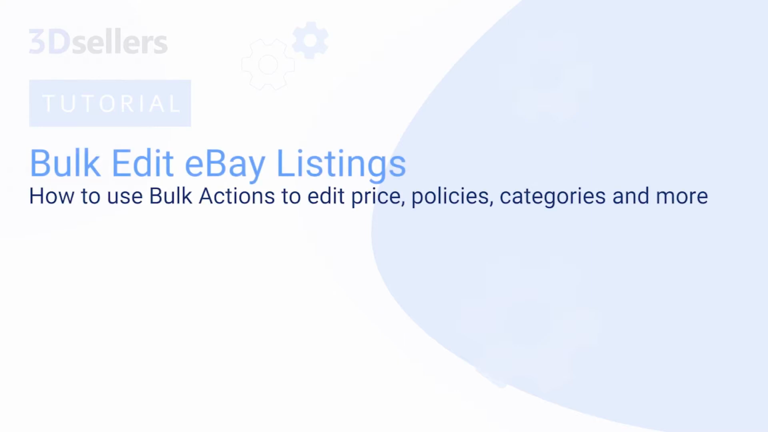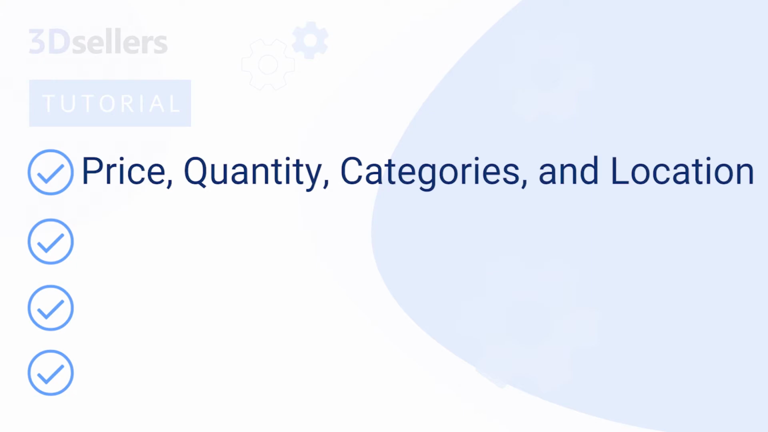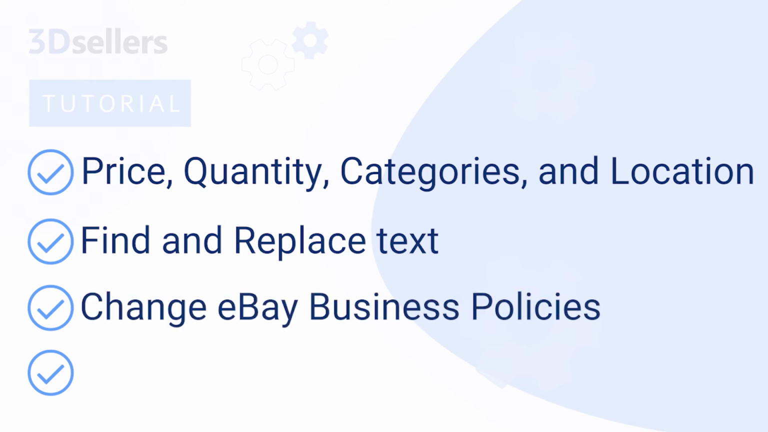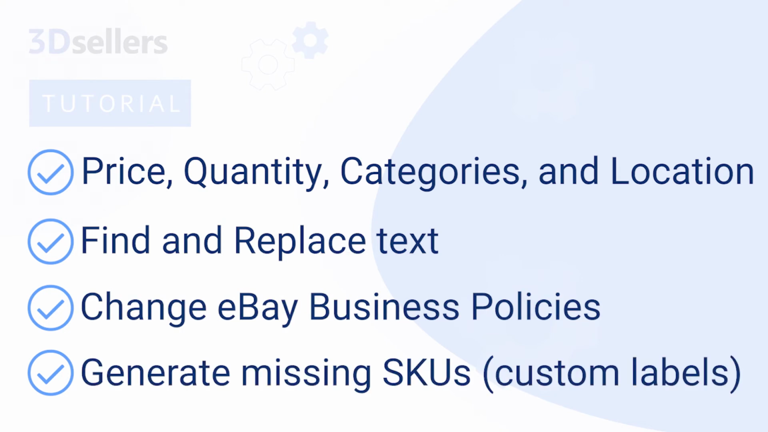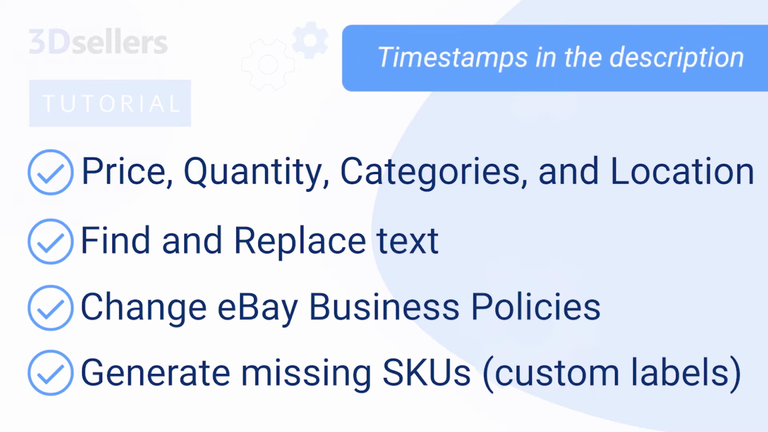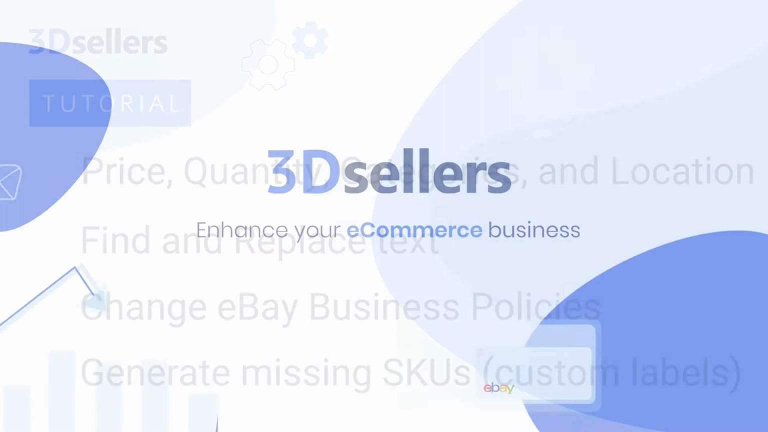In this overview of 3D Seller's eBay Listings Manager, we will explore how to use 3D Seller's Bulk Actions menu to edit multiple eBay listings. Let's take a look at how to edit price, quantity, categories, and location, find and replace text, change eBay business policies, or generate missing SKUs or custom labels. See timestamps in the description for individual feature overviews.